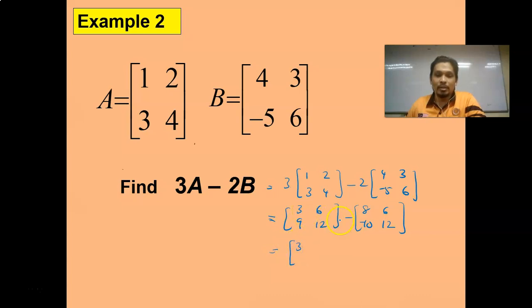Now 3 minus 8, 6 minus 6, 9 minus negative 10, and 12 minus 12. So 3 minus 8 is negative 5, 6 minus 6 is 0, and negative, negative becomes positive, so 9 plus 10 is 19. 12 minus 12 is 0.